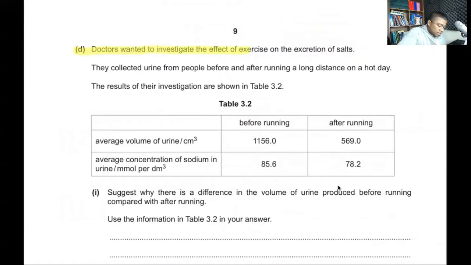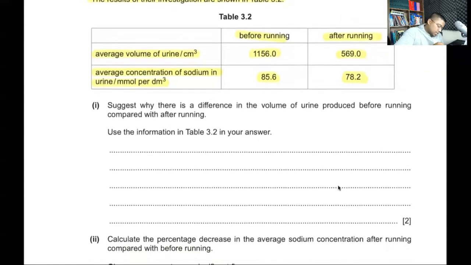D. Doctors wanted to investigate the effect of exercise on the excretion of salt. They collected urine from people before and after running a long distance on a hot day. The results of their investigation are shown in table 3.2. Average volume of urine in cm cube: before running 1156, after running 569. Average concentration of sodium in urine in millimole per dm cube: before running 85.6, after running 78.2. Suggest why there is a difference in the volume of urine produced before running compared with after running. Use the information in table 3.2 in your answer.